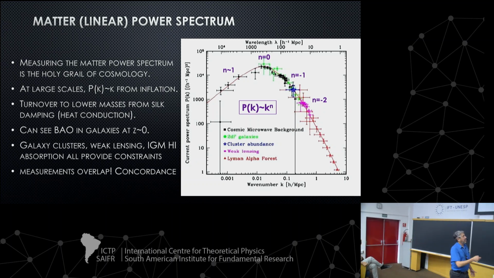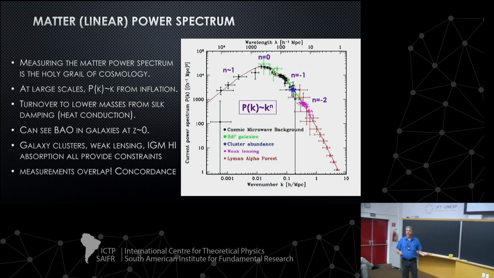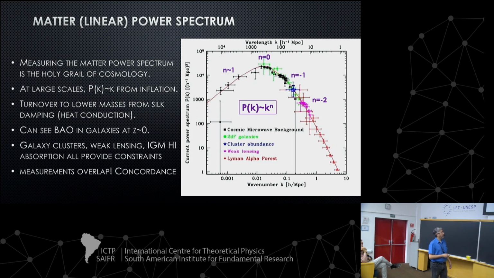The nice thing about all these is that they all overlap. So they all lie on the single curve. They didn't have to. They're completely different measurements, right? So that's kind of nice, and that's why we call it the concordance model.